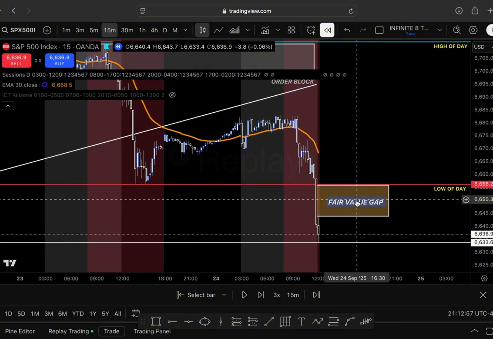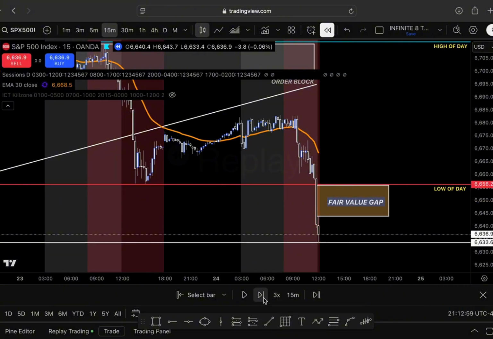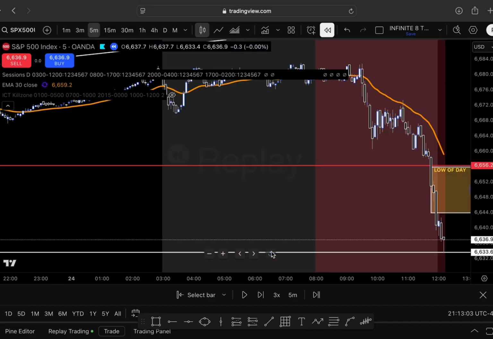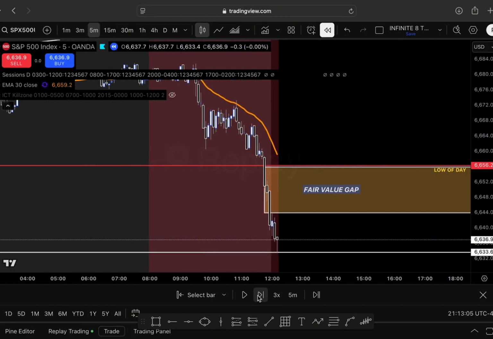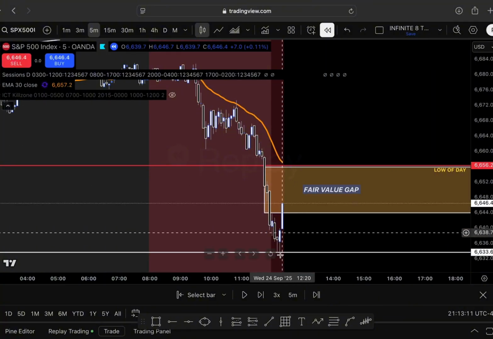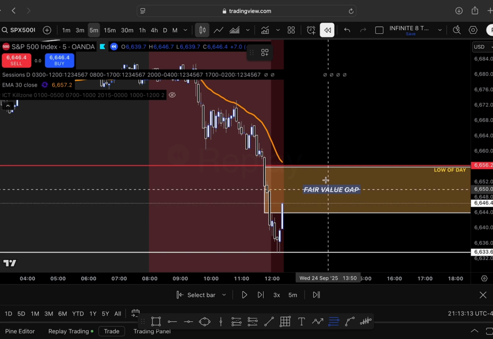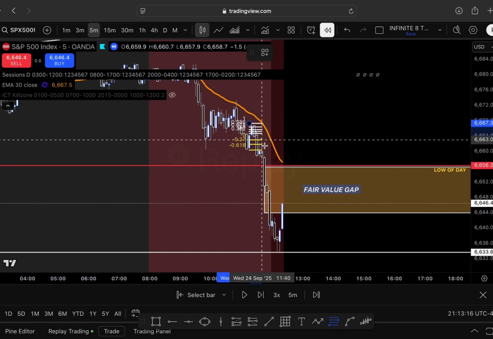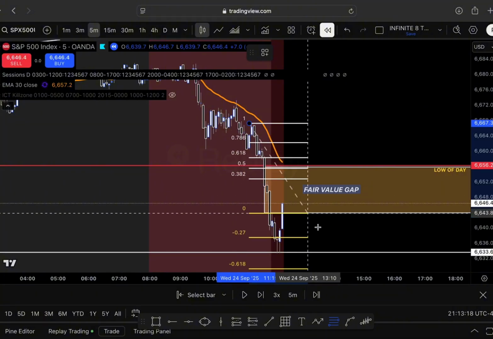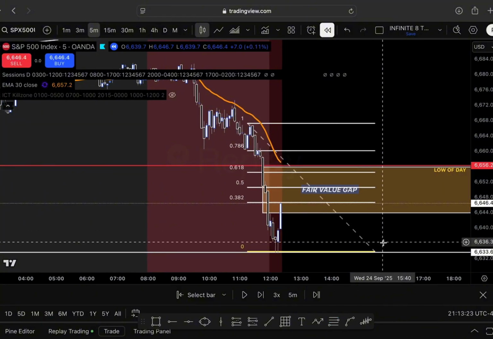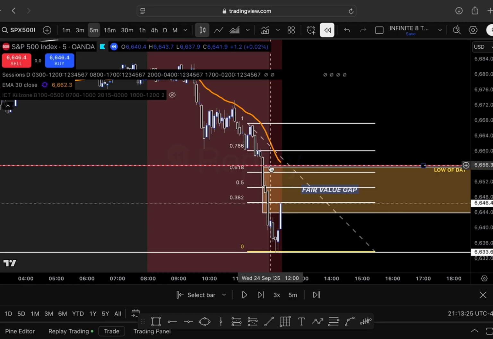So what we're going to do here is wait for a pullback. So let's go to the 5-minute now so we can see more of the market. For entries, we want to see a pullback up some more. There we go. We're going to grab the Fibonacci now. We can put it all the way up here. This is a good stop, that's the swing high. And then we're going to put it all the way to the swing low. Our goal zone is going to be this area right here.